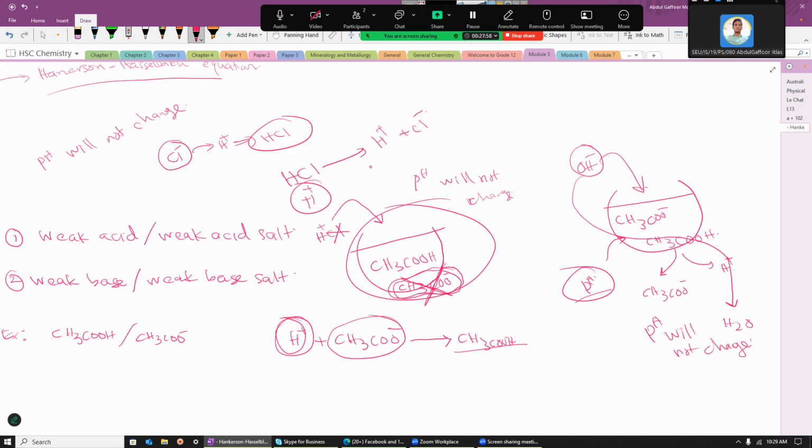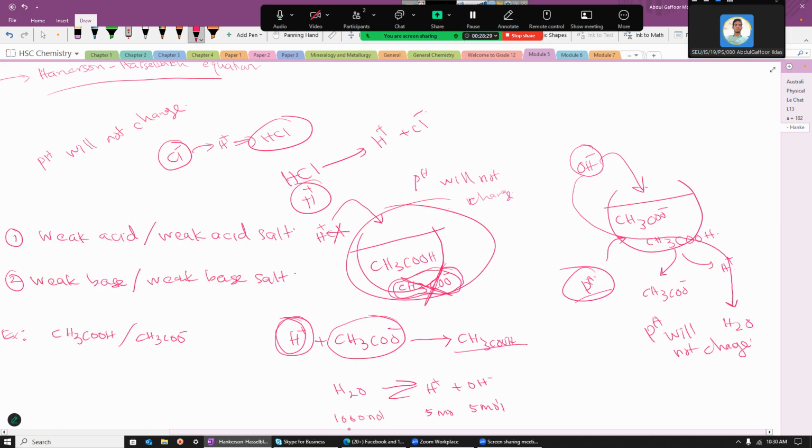Now I mentioned that we have to put a small amount of H plus, right? If you put a small amount of H plus, but if you pour OH minus in large quantity, definitely the pH will change. Why? Because for example, if you take H2O, H2O can dissociate as H plus and OH minus, right? So if we have 1000 mole of H2O, we may have 5 mole of H plus and 5 mole of OH minus.